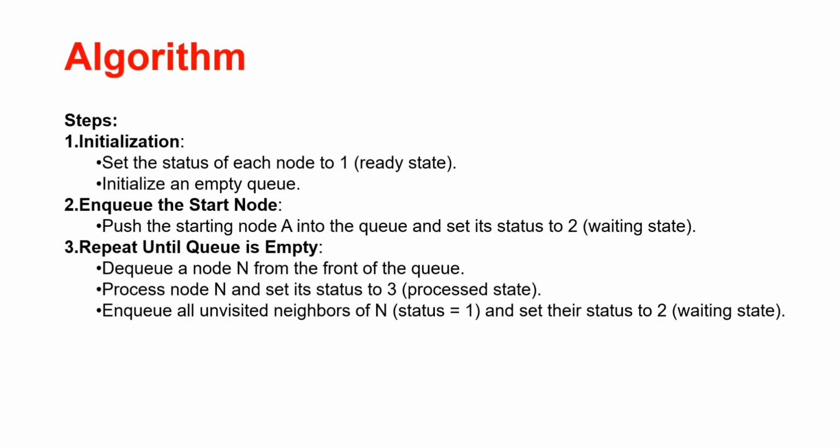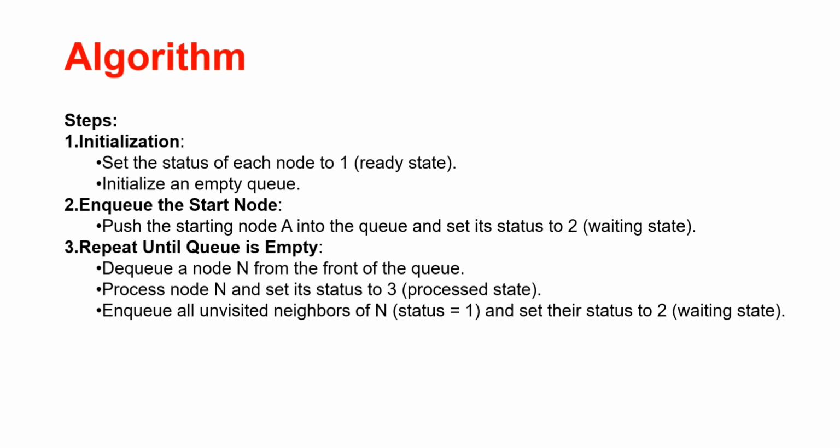What the algorithm says is, first, initialization: set the status of each node to 1, the ready state. Initialize an empty queue. Next, enqueue the start node. Push the starting node A into the queue and set its status to 2, the waiting state, and repeat until the queue is empty.